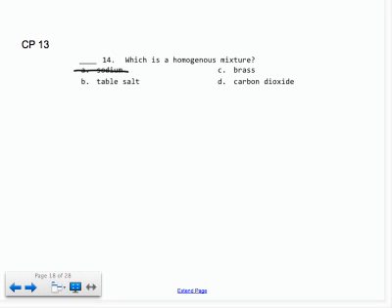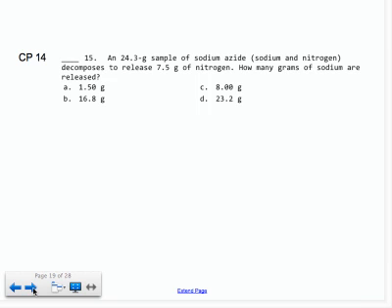Sodium is an element, table salt is a compound, brass is an alloy, carbon dioxide is another compound, so the answer here is C. A 24.3 gram sample of sodium azide, which is sodium and nitrogen together, decomposes to release 7.5 grams of nitrogen.